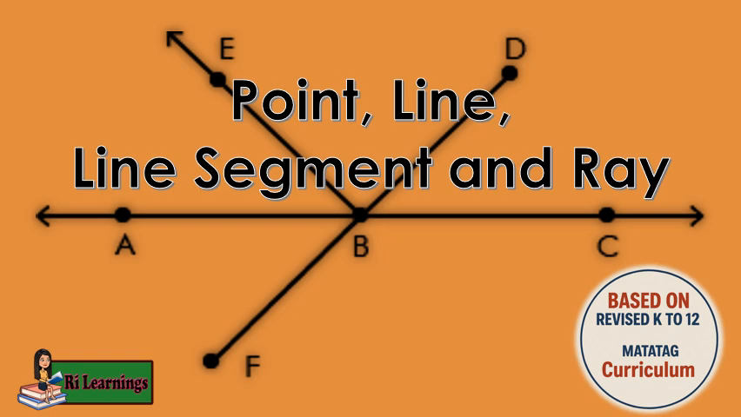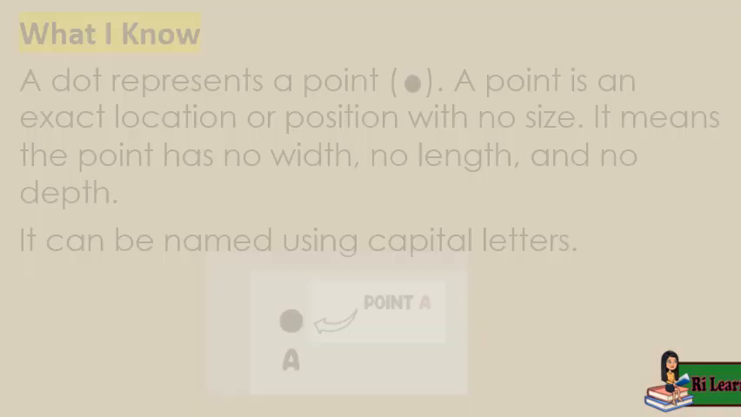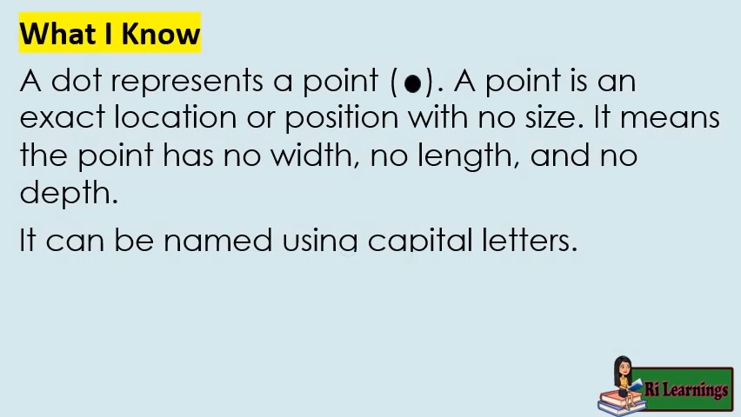Point, line, line segment and ray. A dot represents a point. A point is an exact location or position with no size. It means the point has no width, no length, and no depth. It can be named using capital letters. Look at the figure. The dot was named point A.